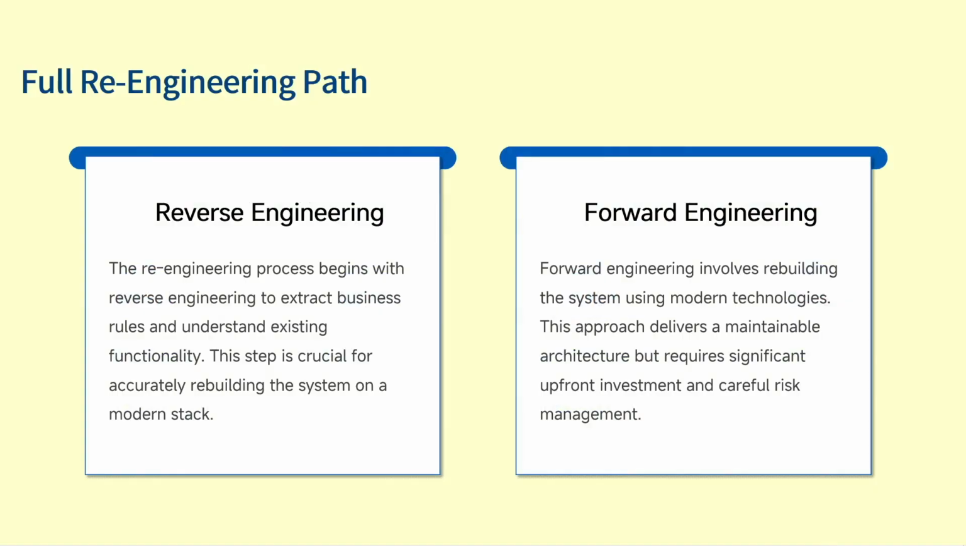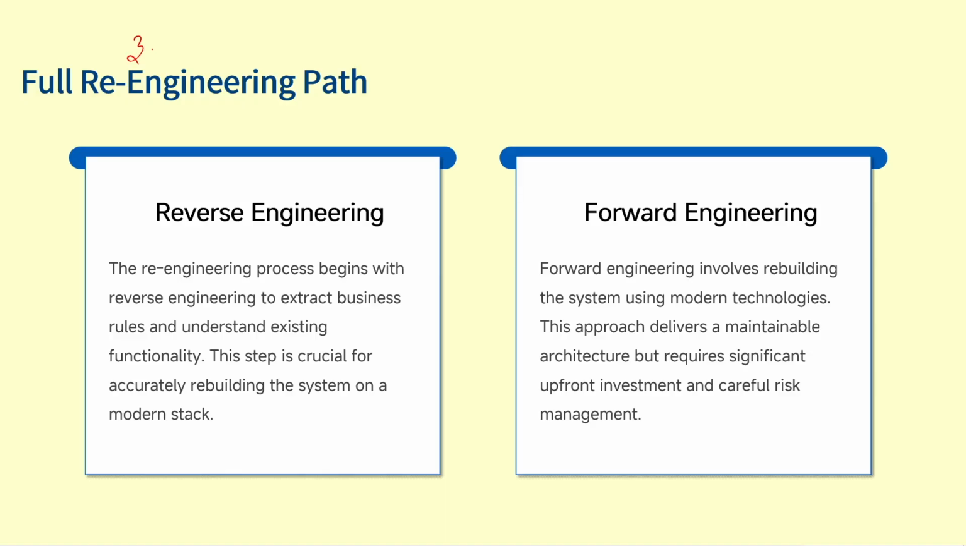The third one is full re-engineering. Full re-engineering is something like doing it again from the start afresh. That kind is called forward engineering. It is trying to rebuild the system using modern technologies.